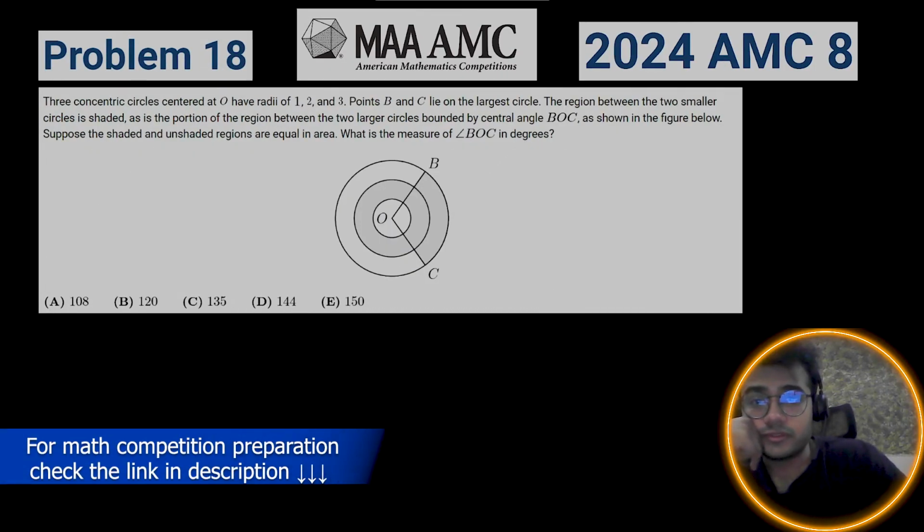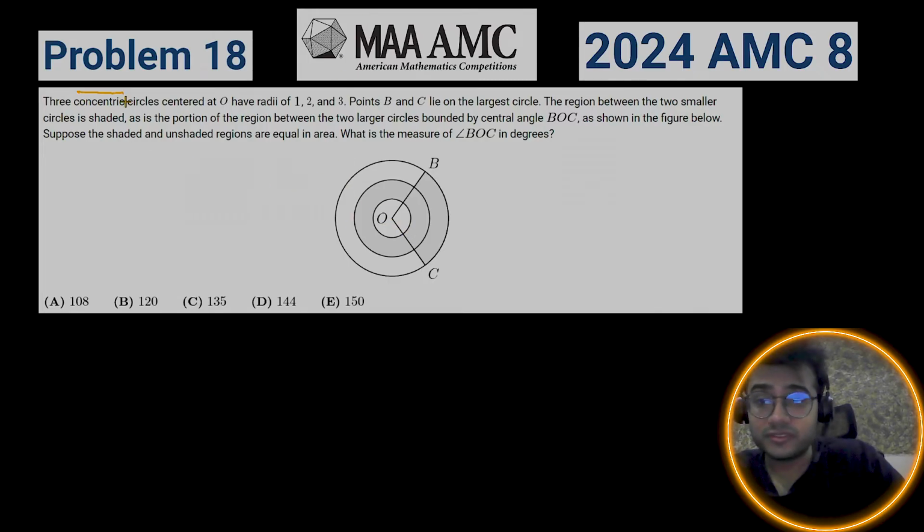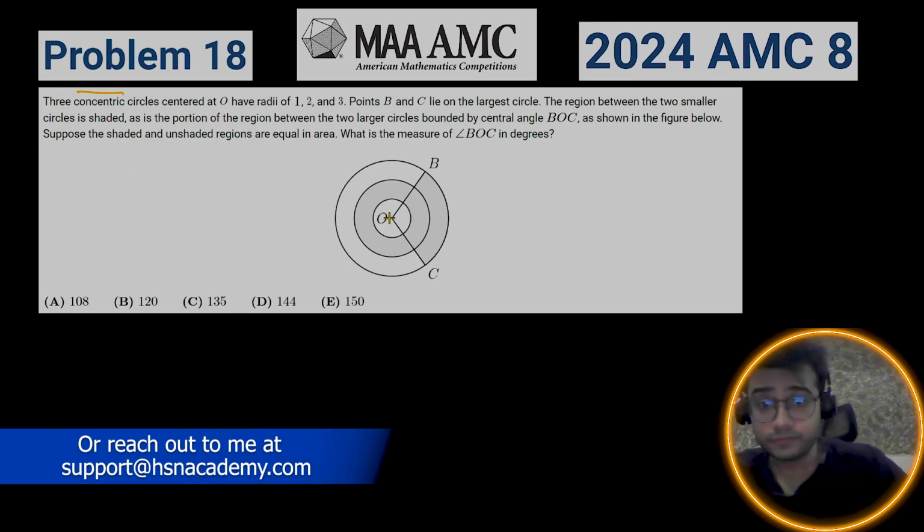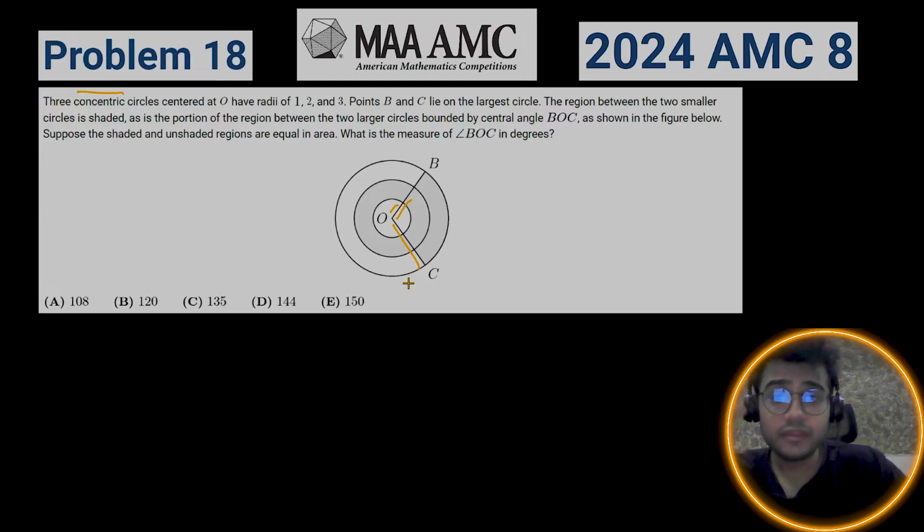Okay, let's do this. So here we have three concentric circles. Concentric means their centers are overlapping. The radii are 1, 2, and 3. And basically, they're telling us that the shaded area and the white area are equal. And we have to figure out what this angle BOC is. So what they want you to find out should be our variable. Let's call it theta.